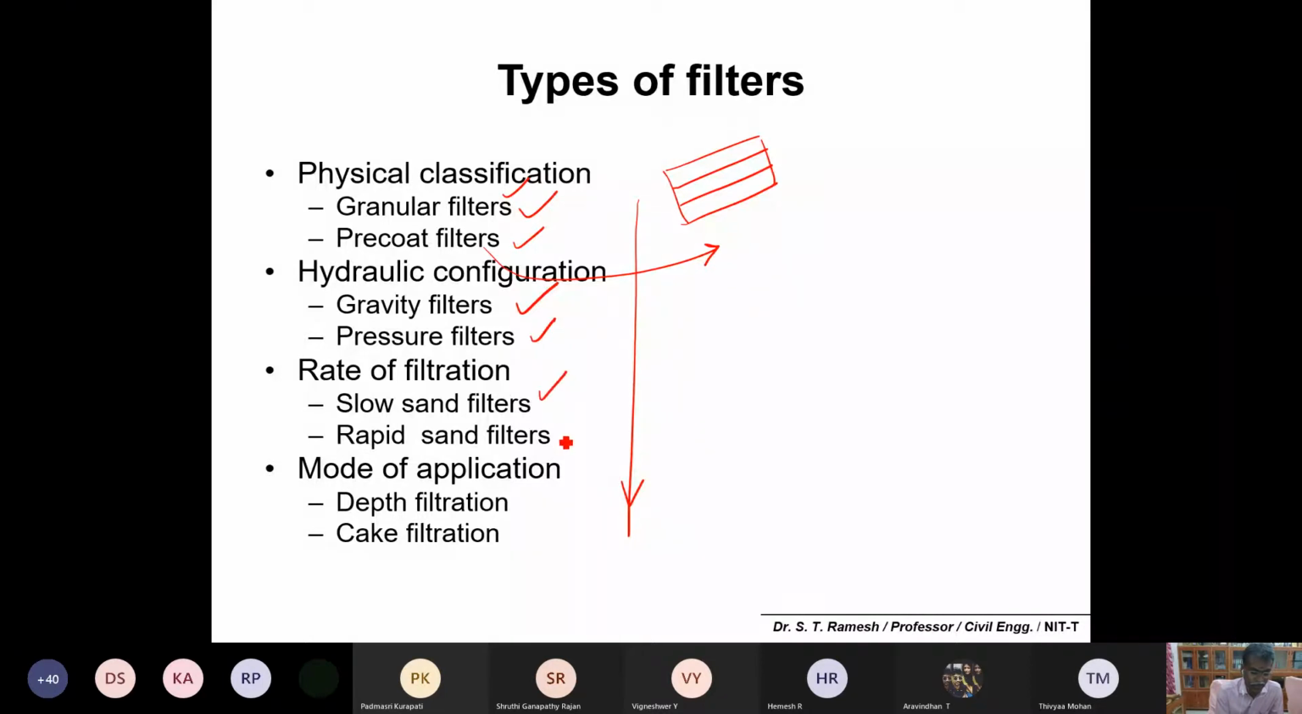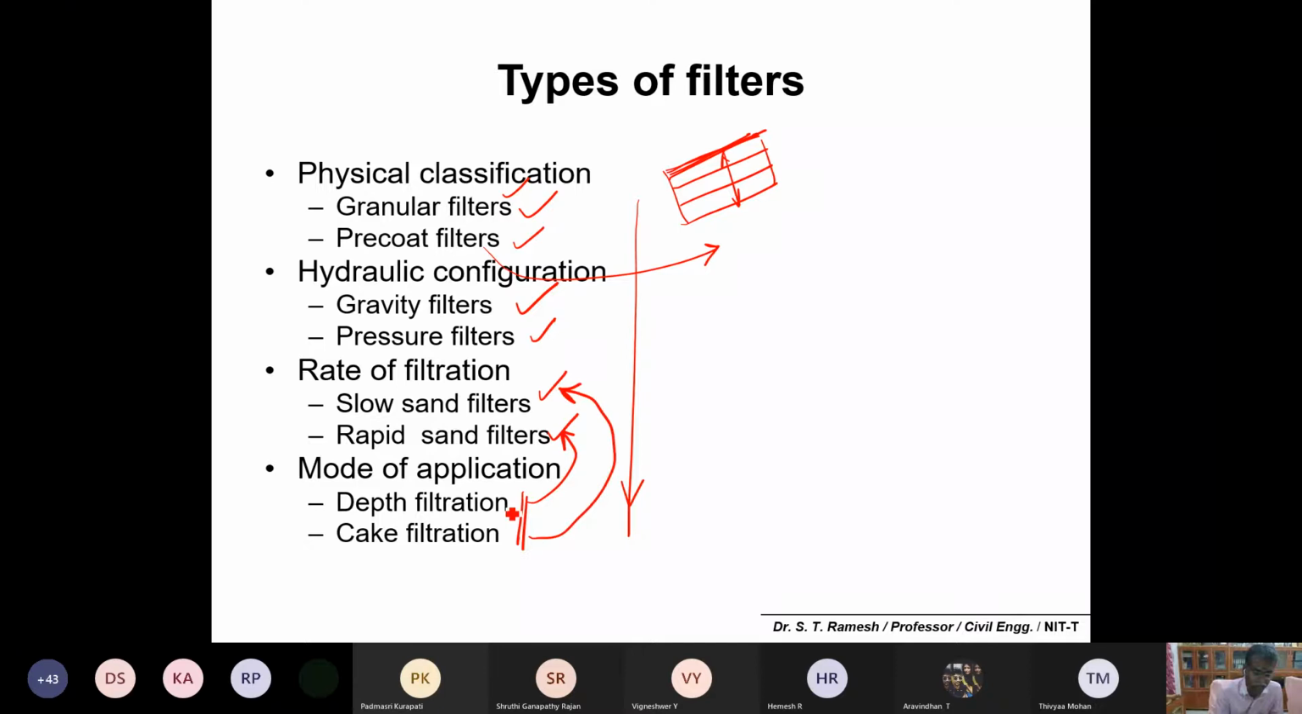Depending upon the rate of filtration, you can have slow sand filter and rapid sand filter, and depending upon the operational mode, you can have depth filtration and cake filtration. In depth filtration, removal mechanisms may happen throughout the entire depth of the filter bed, and in cake filtration, removal mechanisms happen only at the top.